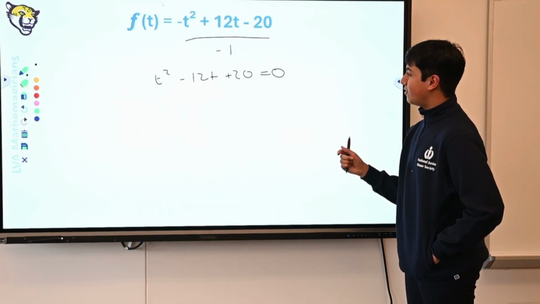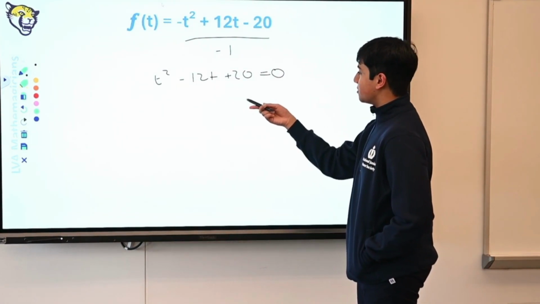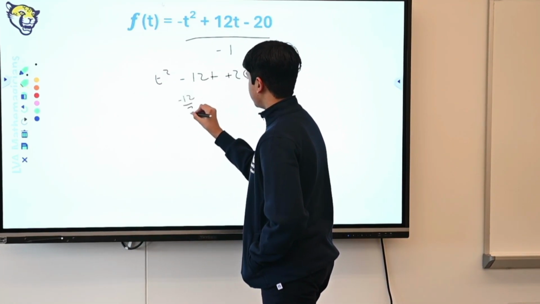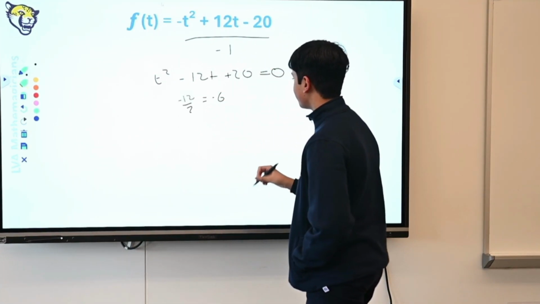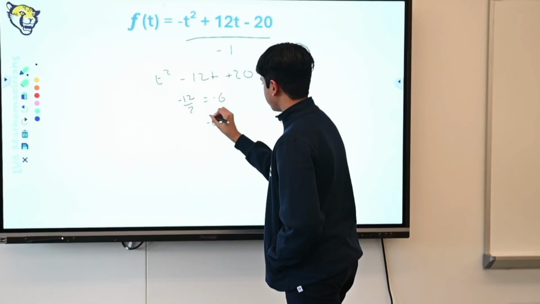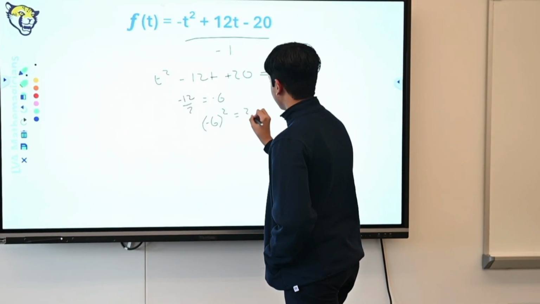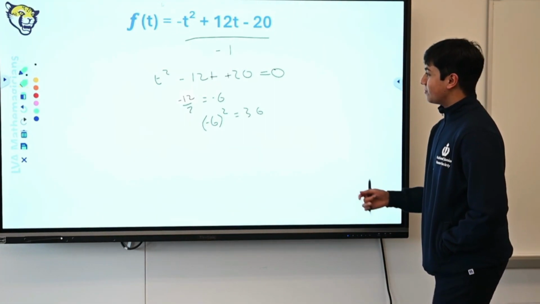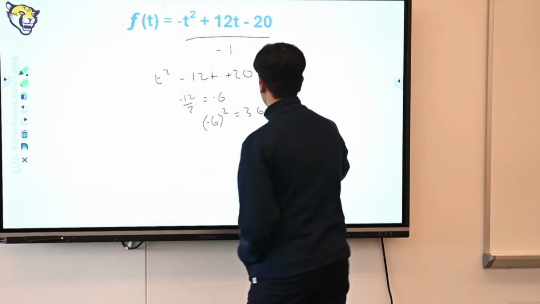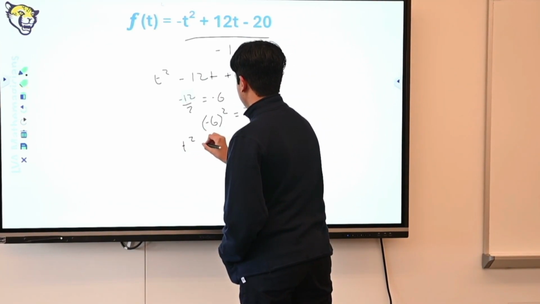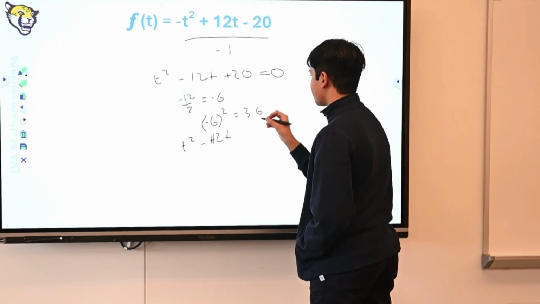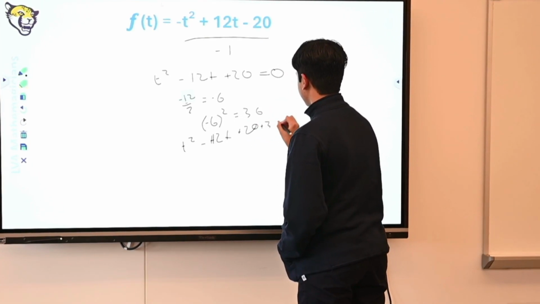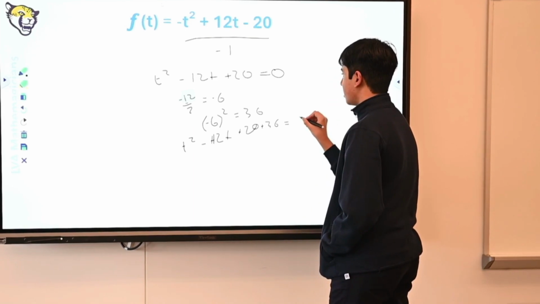Then we take half of b and square it. Since b is -12, half of b is -6. -6 squared is 36. Now we add this to our first equation. So we have t² - 12t + 20 + 36 = 36.